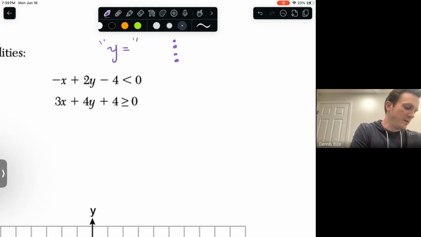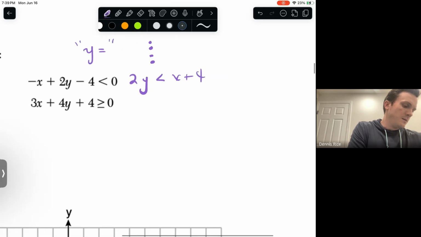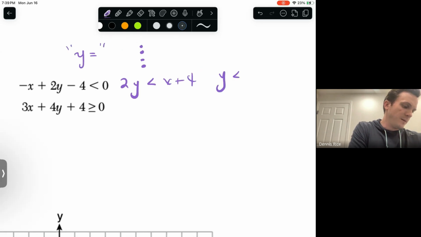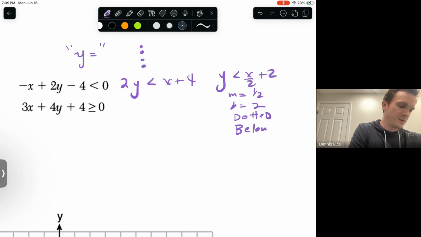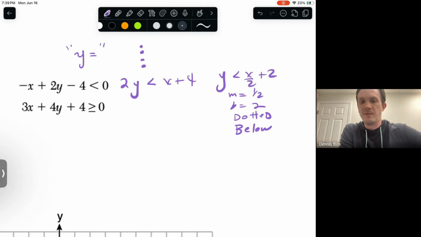So for the top one, I'd bring the x and the 4 over to the right, and it would look like this. And then I would divide by 2. So we get this, and now I have an m value, a b value. So m would be 1/2 here, b would be 2. This would be a dotted or a dashed line, and the shading would be below. We say word association, so less than below, less than below.